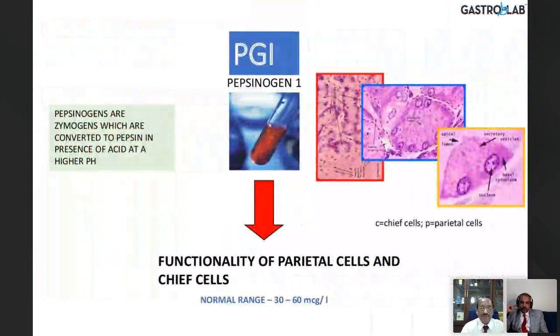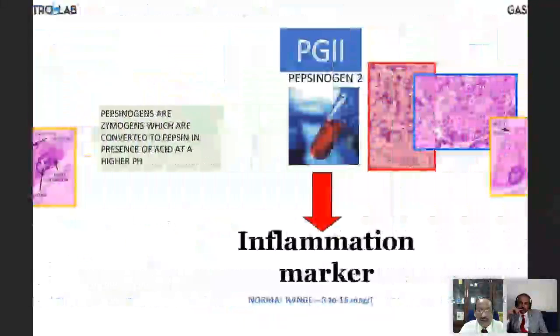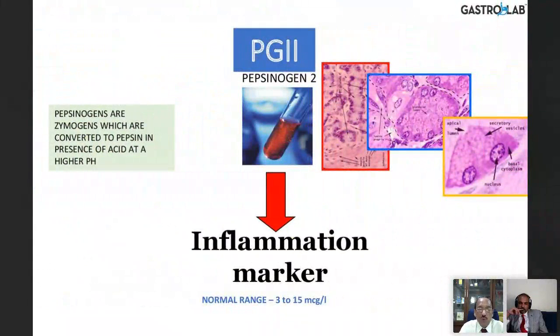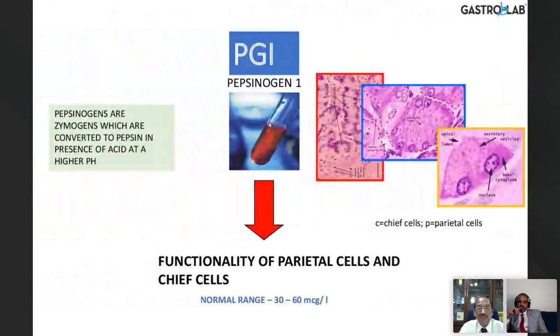Pepsinogen 1 is measured in micrograms and it shows the functionality of the parietal cells and chief cells, because the chief cells produce pepsinogen 1, and pepsinogen 1 has to be cleaved to the active pepsin moiety by acid. If acid has to be there, parietal cells have to be intact. So these are zymogens. Pepsinogens are zymogens which are converted to pepsin in the presence of acid at a higher pH. Right. Next, pepsinogen 2. This is an inflammation marker. Normally, the pepsinogen 1 is 30 to 60 micrograms.